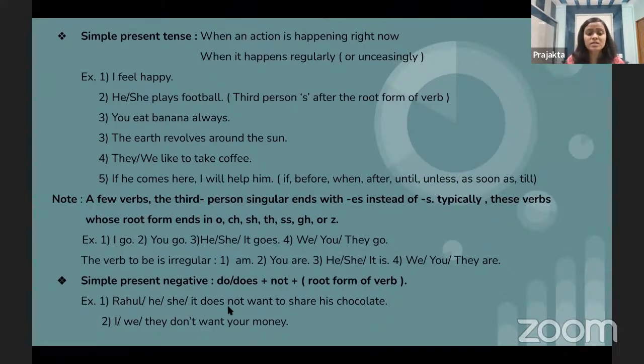Okay. So we use does whenever we are talking about the third person. Okay. And I, we, they. First person, we, third person plural, they, don't want your money. Okay. So we use don't here. I have used don't here because I'm talking about the first person and third person plural. So whenever third person के बारे में हम बात करते हैं, तो वहां पे does ये helping verb use किया जाता है, negative या affirmative sentence के लिए.